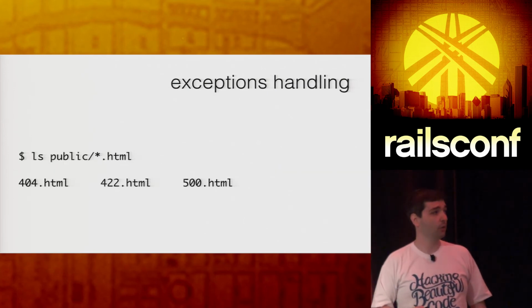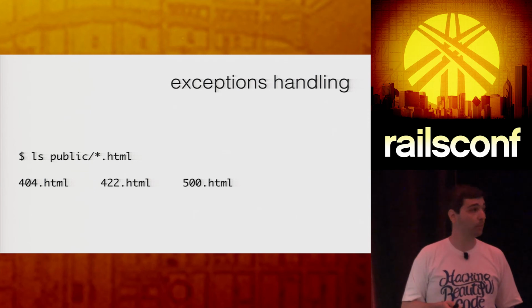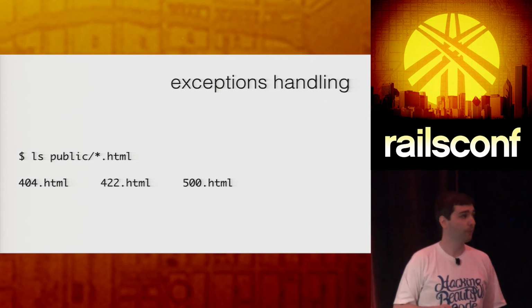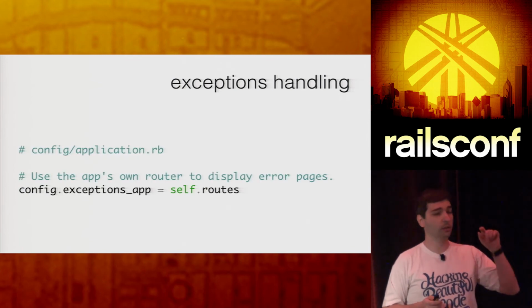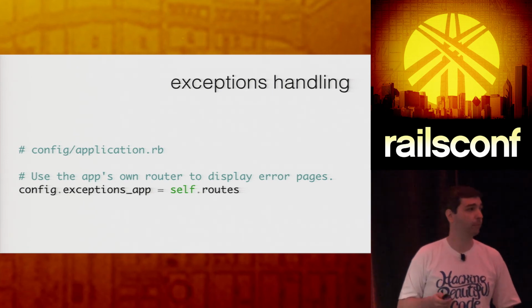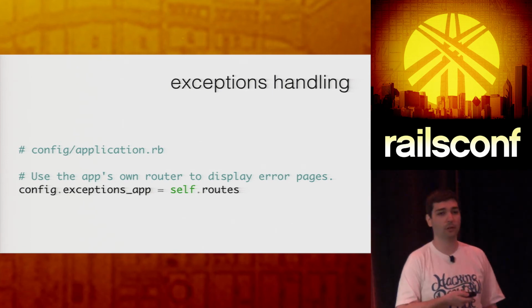And exception handling. So when you generate a new Rails application, it's going to generate that public 404 and other files for you. But you can actually use the application routes and the application to render the errors for you by setting the exceptions_app configuration in your application.